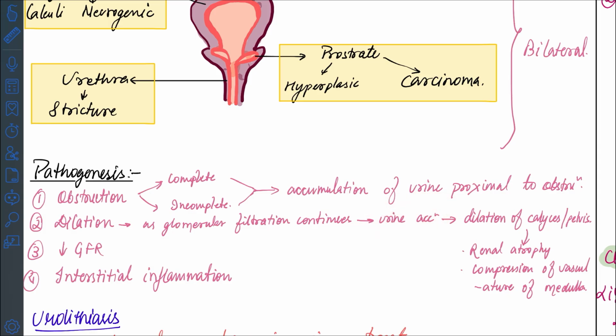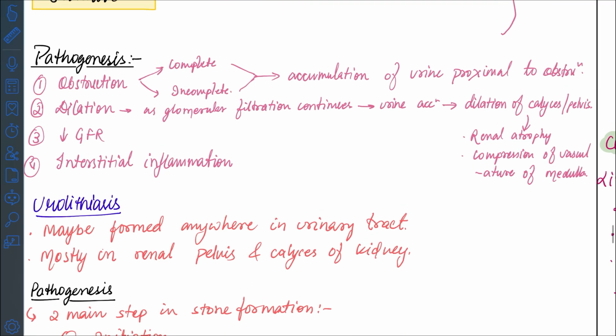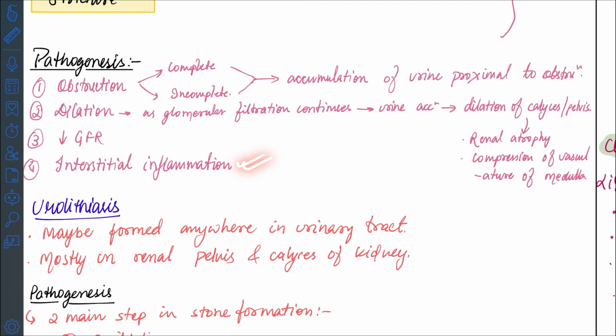So the urine cannot pass, or there is decrease in outflow of urine, which will ultimately lead to urine accumulation. This accumulation will cause dilation of calyx or pelvis, leading to renal atrophy and compression of vasculature of medulla. Further, it can also cause hypoxic injury to the structures in the medulla. Now that there is urine accumulation, there is no path for the outflow, the GFR will decrease slowly and ultimately lead to interstitial inflammation. There will be inflammatory cells which will infiltrate.